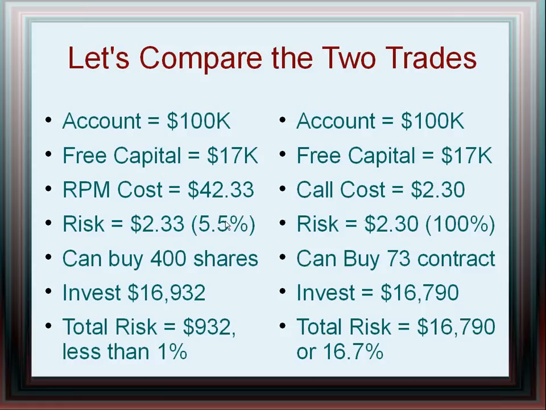We have the married put here. We know the cost. We're guaranteed exit of 40, so we're risking 5.5%. With a cost of $42.33, I'm able to buy 400 shares of stock and 4 puts. That puts my capital invested at $16,932. Now my total risk, if I'm wrong on this position, the most I could lose is $932, but that's less than 1% of that total portfolio.